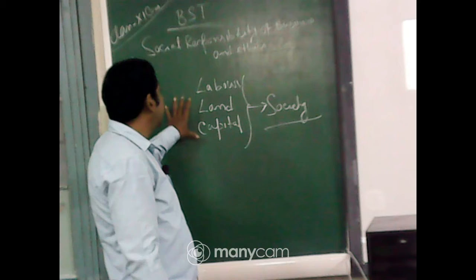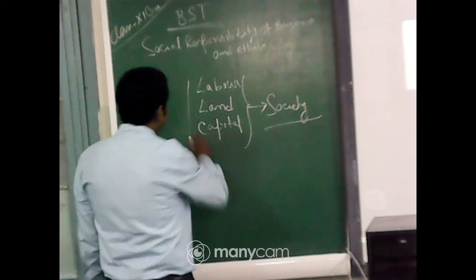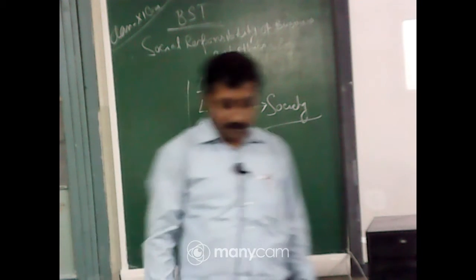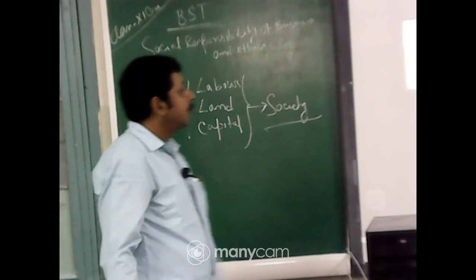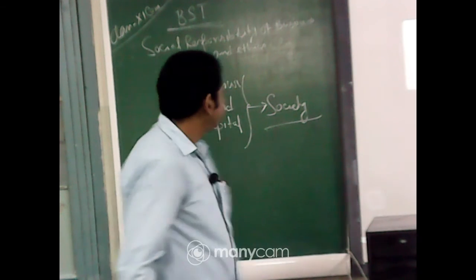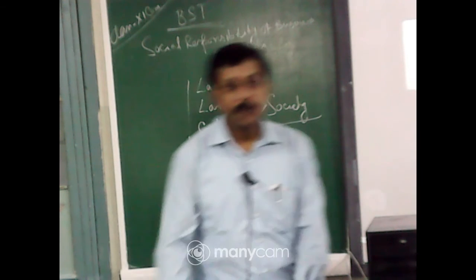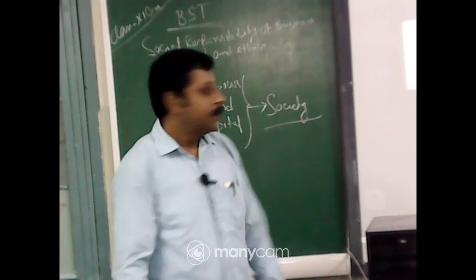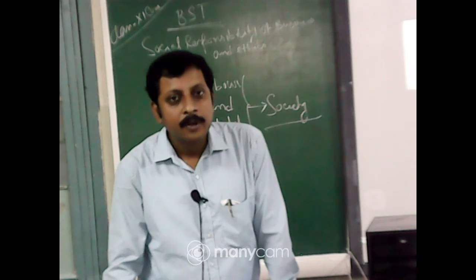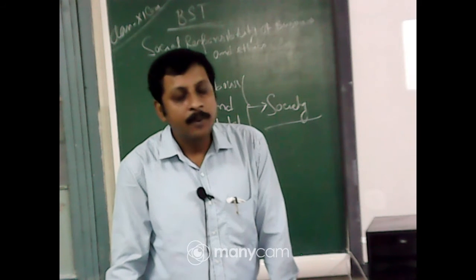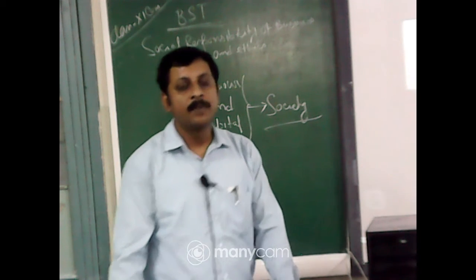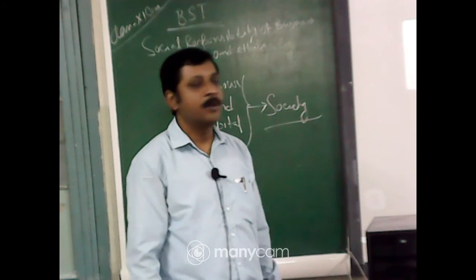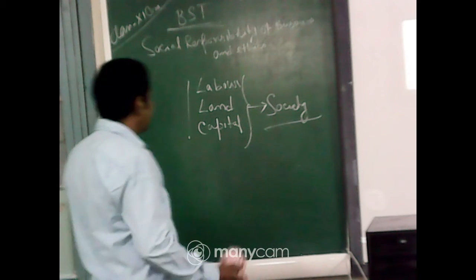So these three things, labor, land and capital, we take these inputs from society. Who takes? Business. So there is a certain responsibility, or certain liability, of business that we should return something to society. So social responsibility is also an objective of business. Your main motive is profit making, but this is not the only objective. One objective is social responsibility, to do something socially.